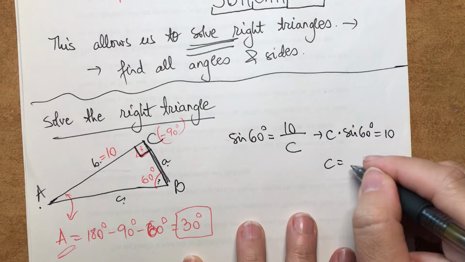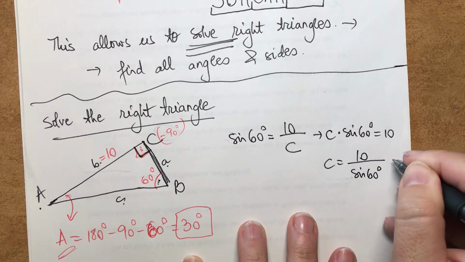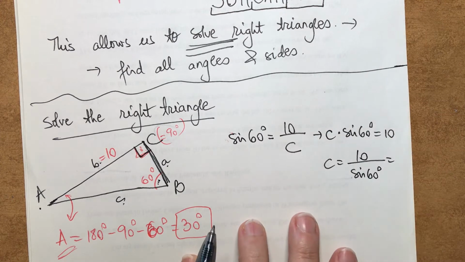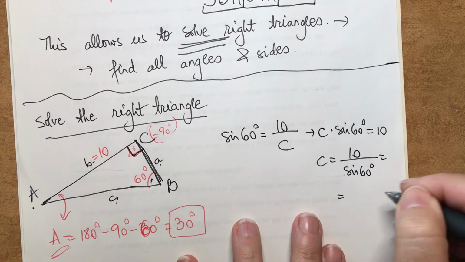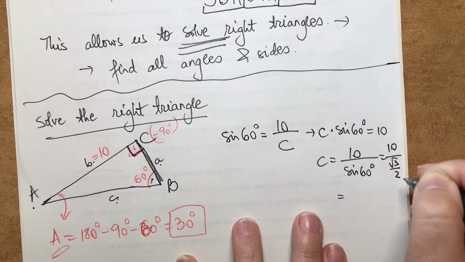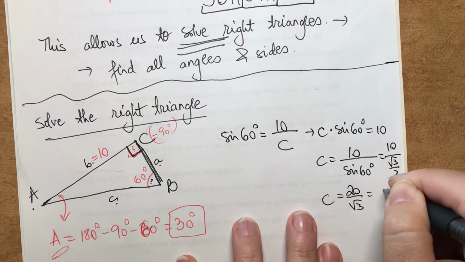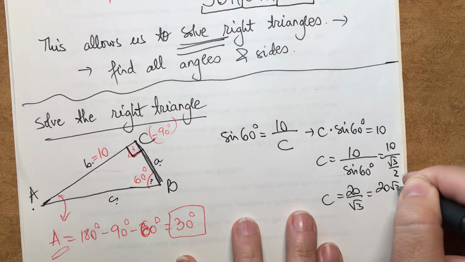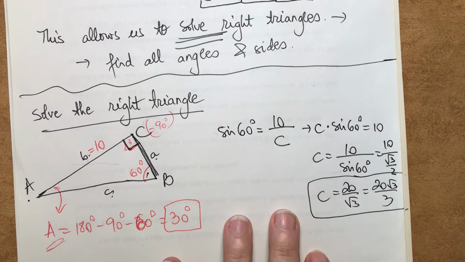Divide by sine of 60. Of course, some of you can do this in one step. Just swap these two. So 10 divided by sine of 60, which is the square root of 3 over 2. So that's 20 divided by the square root of 3, or exact value, 20 square root of 3 over 3. So we found the exact value of C.